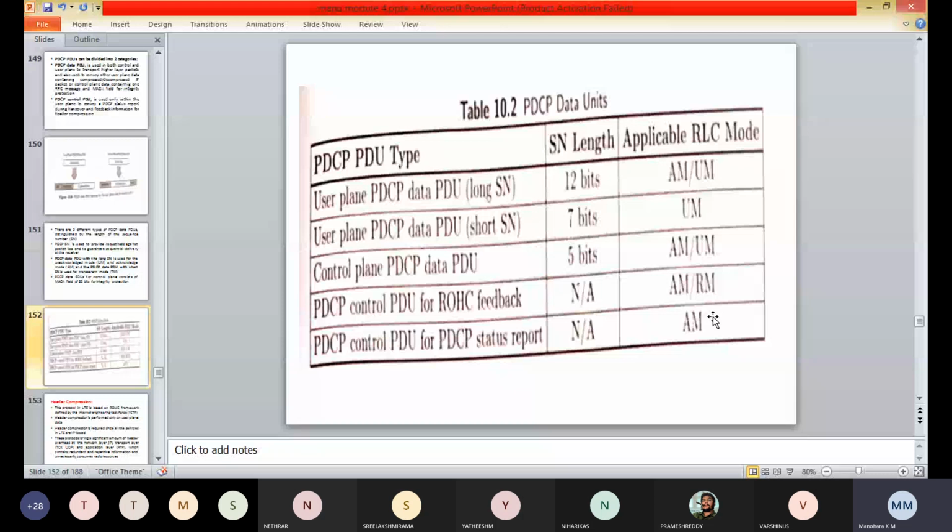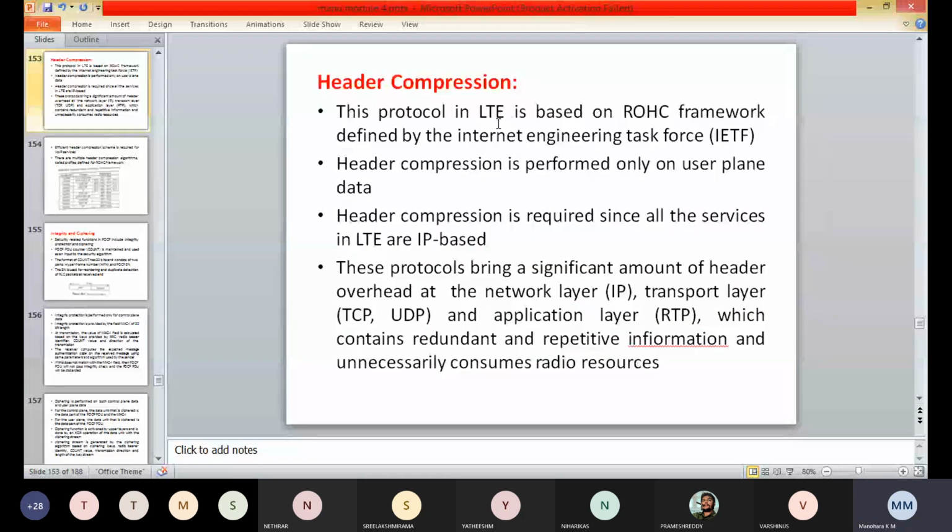In the last, we have the PDCP control PDU for the PDCP status report. So here the length is not applicable, and the RLC mode is acknowledged mode. So next we have the header compression. Here, the header compression protocol in LTE is based on the robust header compression, that is the ROHC framework, which is defined by the Internet Engineering Task Force, that is IETF.